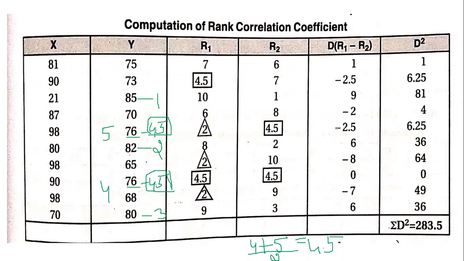Now after 76, the next number is 75. So for this, I will give 6th rank. Why? Because fifth position is already taken over. Fourth position and fifth position is taken by the same number. So the next position is 6th rank, that I will give to 75. And then 7th rank for 73. And then 8th rank for 70. After 70, we are left with 68. So this will be 9th rank and 65 will be 10th rank.